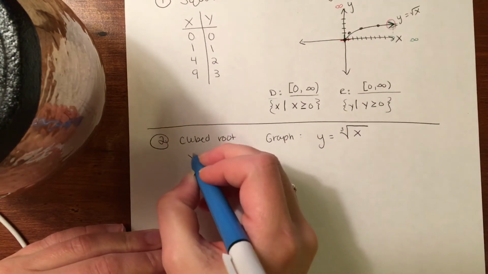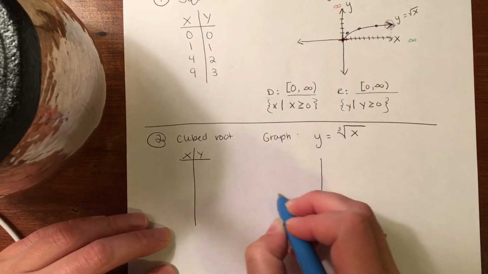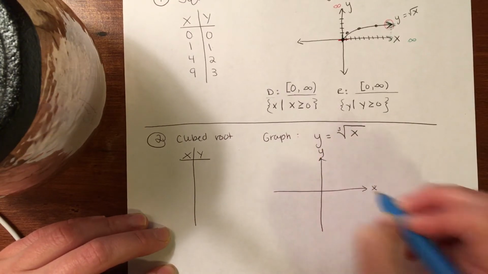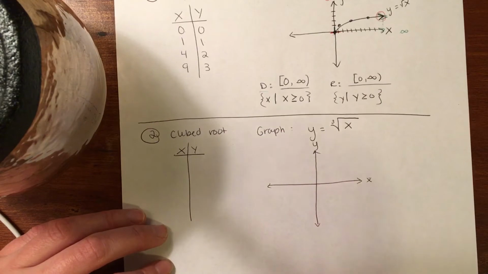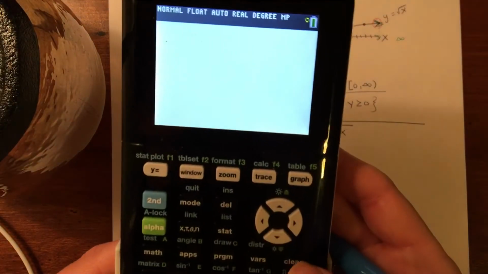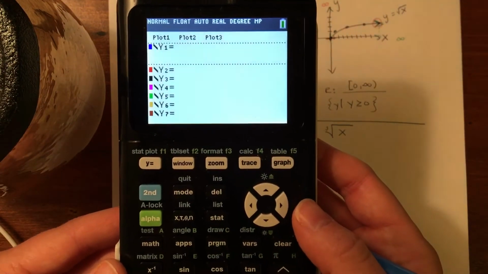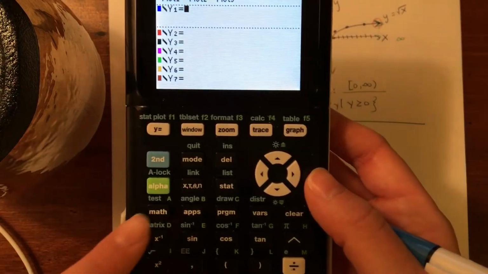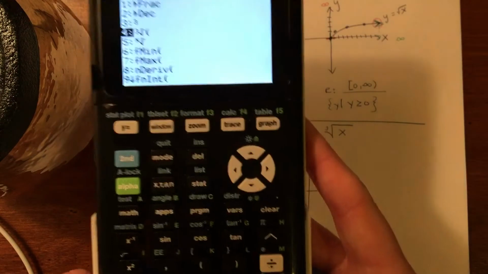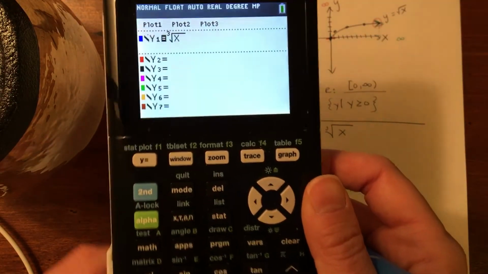So I'm going to have room for my x and y values. And here's my table. Or, I'm sorry, that was my table. Here is my axis, my y and my x. Okay, so in your calculator, this one you might not remember how to get to, so pay close attention to me here. You go into your y equals, clear everything out. You hit math, so that's right under alpha. And you go down to number 4. You can see that little 3 in front of the square root symbol. And there it is. And then you just do the cube root of x.